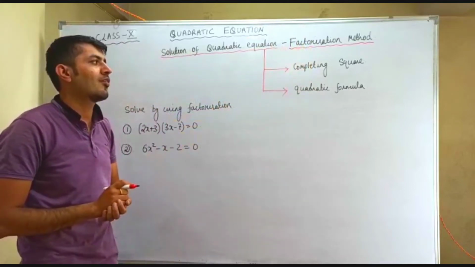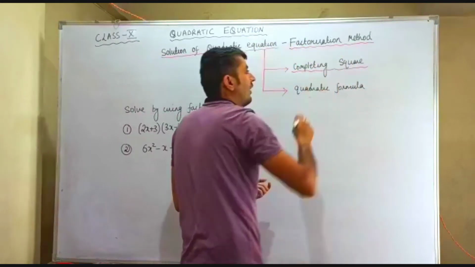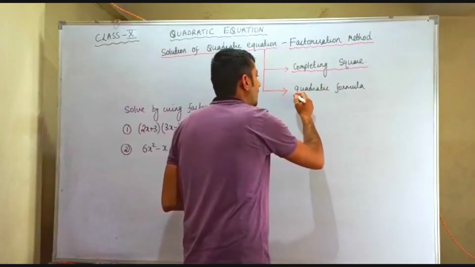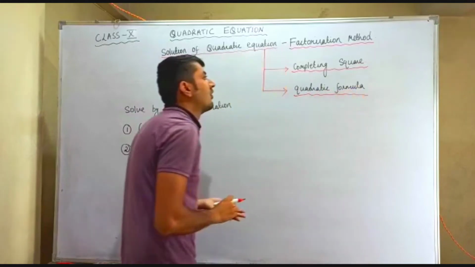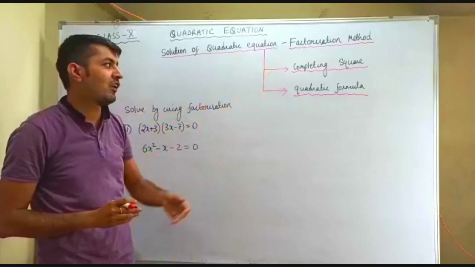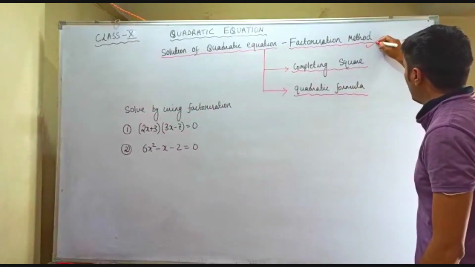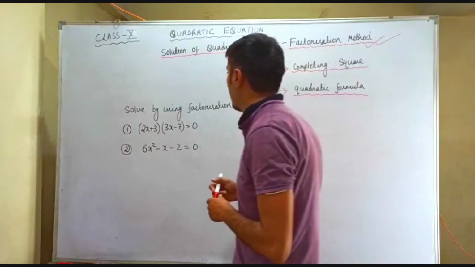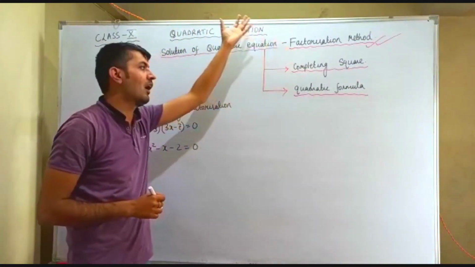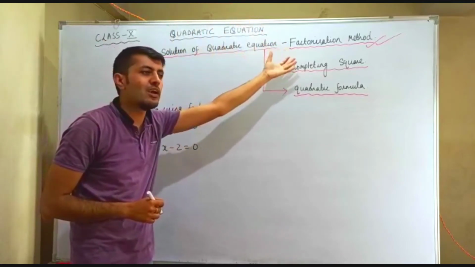Then what is the next method? The next method is called completing the square. You have to make a square and solve. And the last one is called the quadratic formula. So these are the three methods that we'll be discussing. Today in this video, I will discuss only the first method, that is the factorization method. By the method of factorization, you have to find the roots of a quadratic equation.